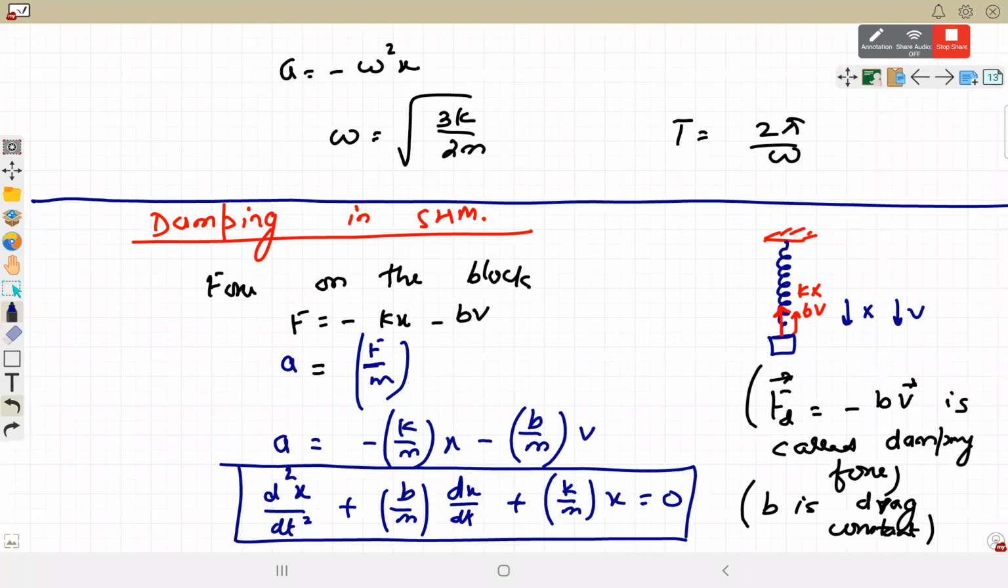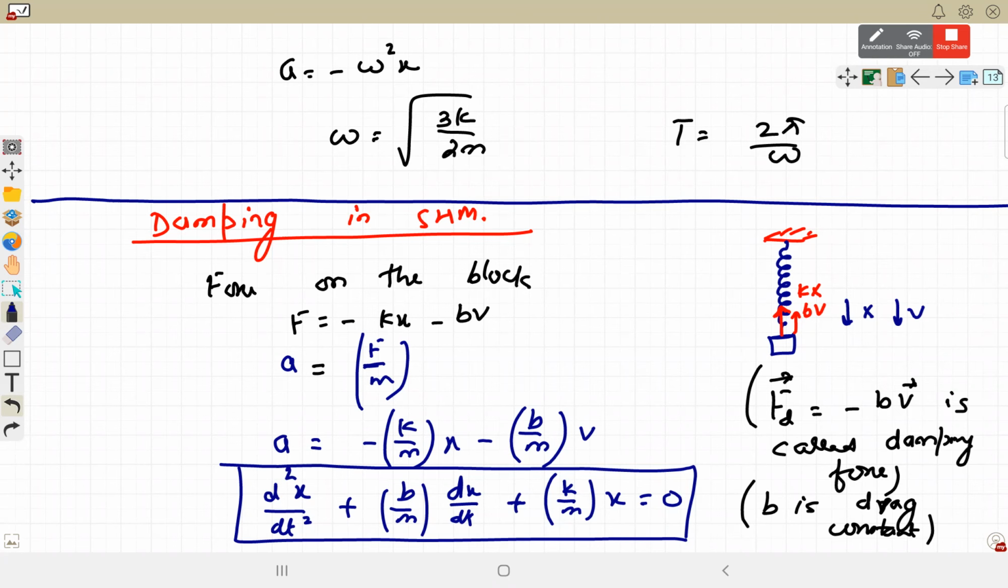Due to this air resistance or air drag, the energy will be lost, amplitude will be lost gradually, and finally the SHM will stop. The body will stop oscillating because its energy is gradually lost due to the damping or due to this air resistance. So इस equation का जो solution है, that we have to use directly; we cannot solve this equation.